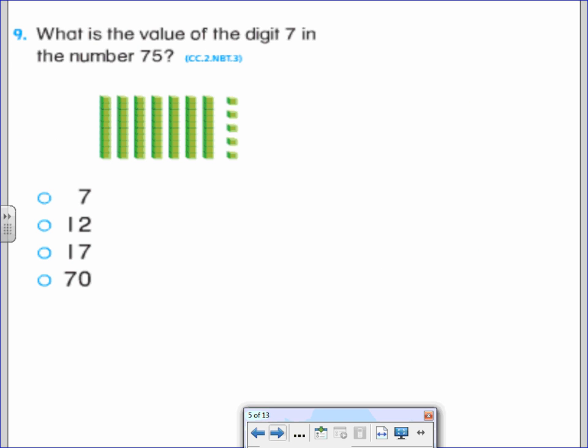What is the value of the digit 7 in the number 75? Okay, so many of you probably can solve that one just by looking at this number and paying attention to the digit 7. If you couldn't do that, there's a picture here that shows us 7 tens. What's the value of those 7 tens? CJ? 70. So you would fill in the bubble next to 70.